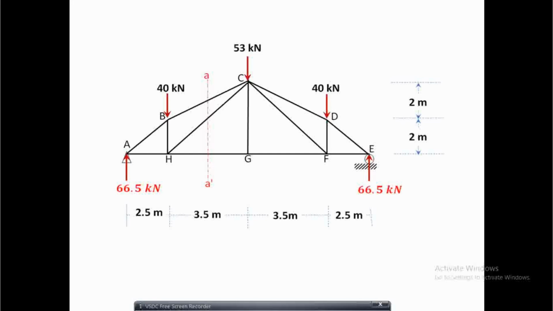Now, since all the members are unknown, first, it's your choice whether to start with method of joints or method of sections. But in my case, I'll start with method of sections because, as you saw earlier, it's easier. It can solve more right away. So I'm going to pass a cutting plane through BC, HC, and HG.